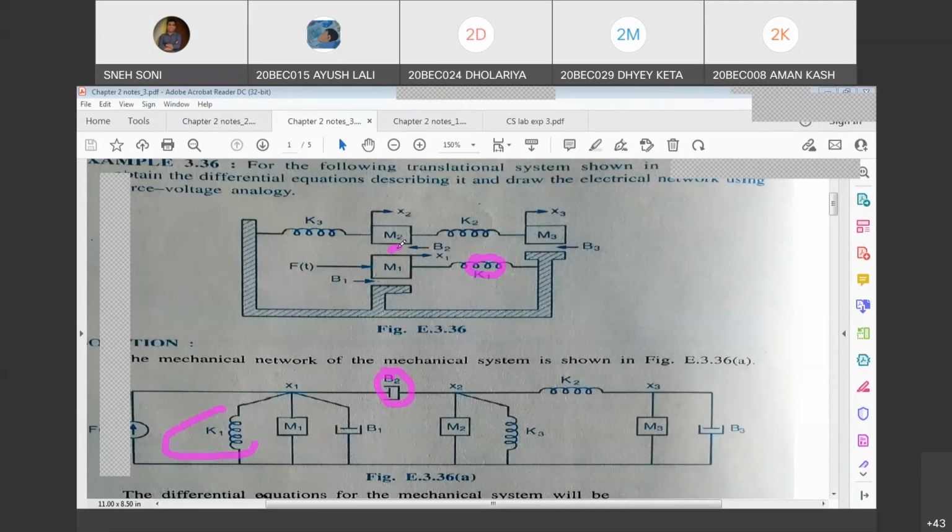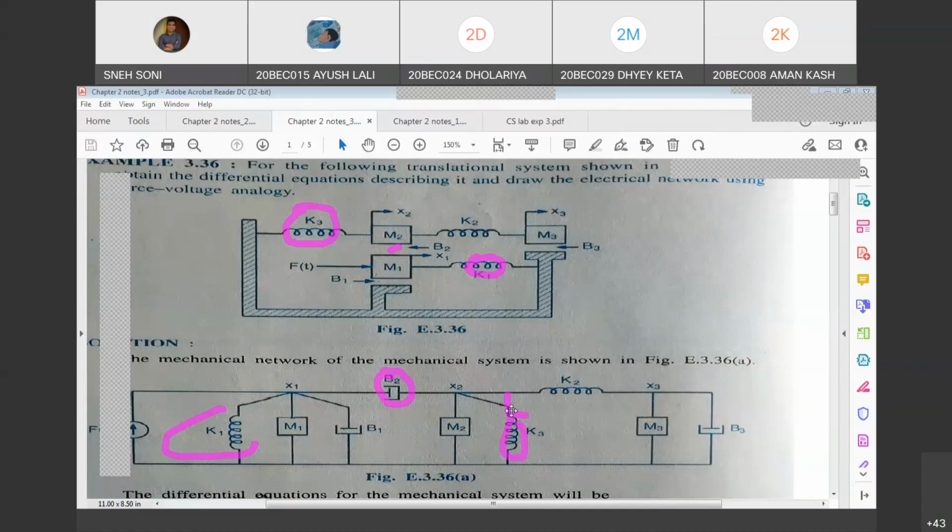Okay, right? Now you go further. You have node x2 here, right? Between node x2 and rigid support, you have spring K3. So between node x2 and rigid support, we can put spring K3. You can also show it like this. There is no problem. In the book, they have shown it like this for simple representation, but you can also show it like this. There is no problem.